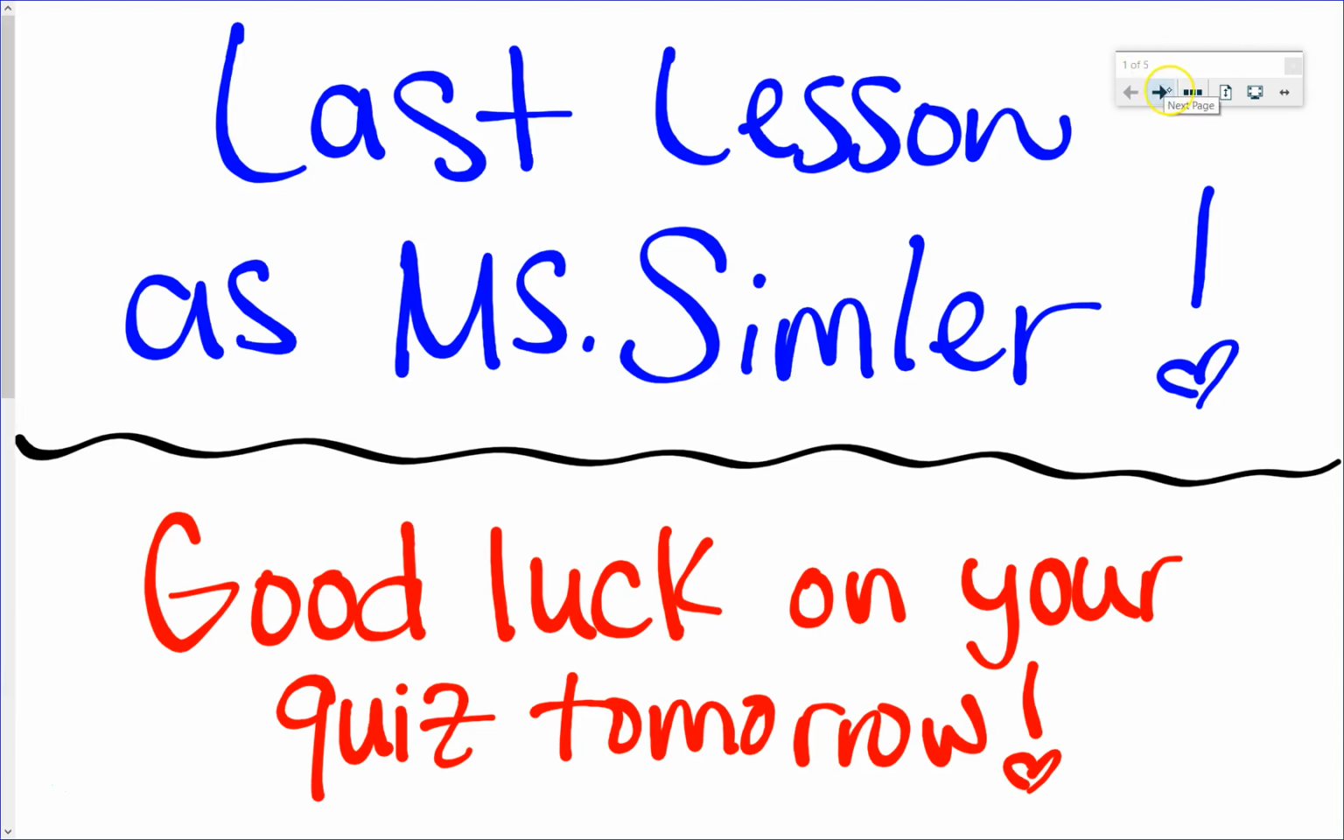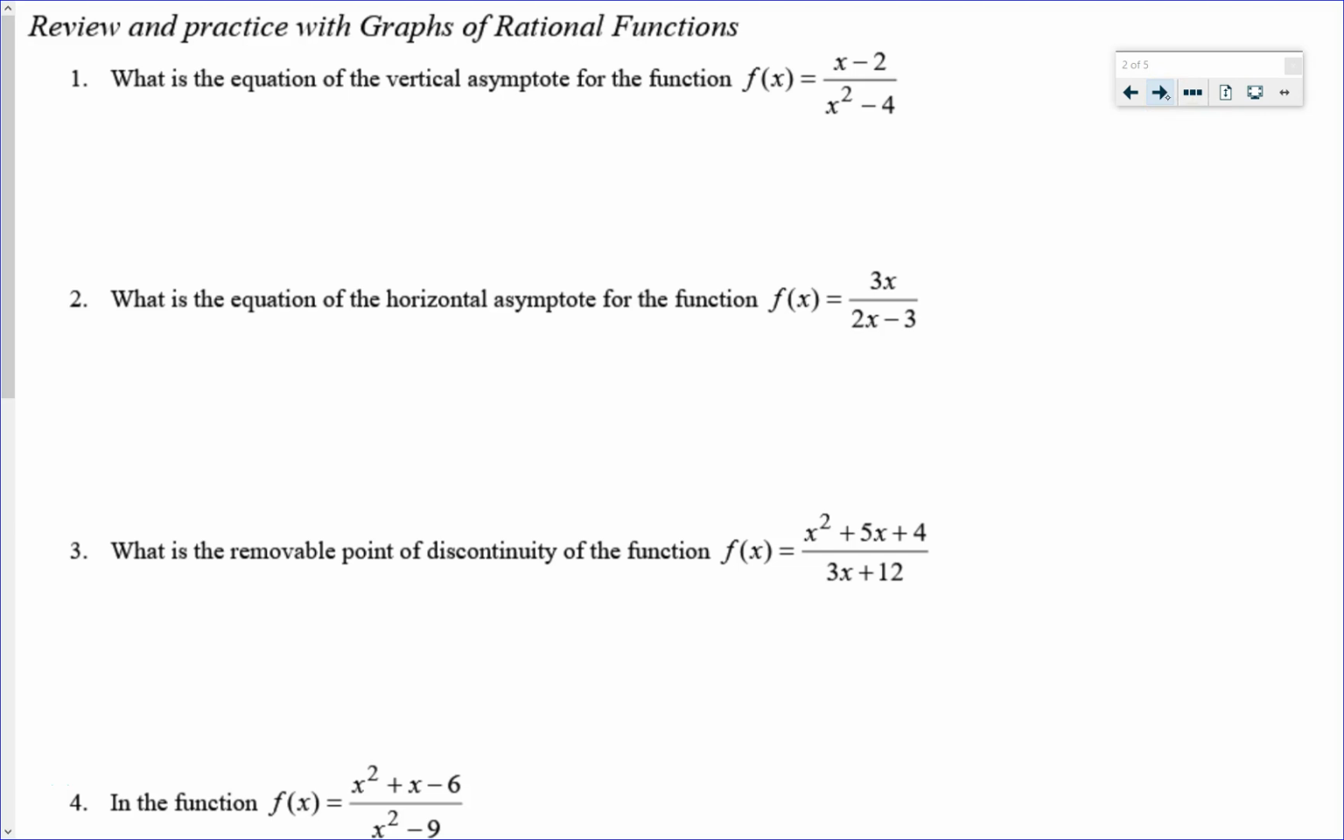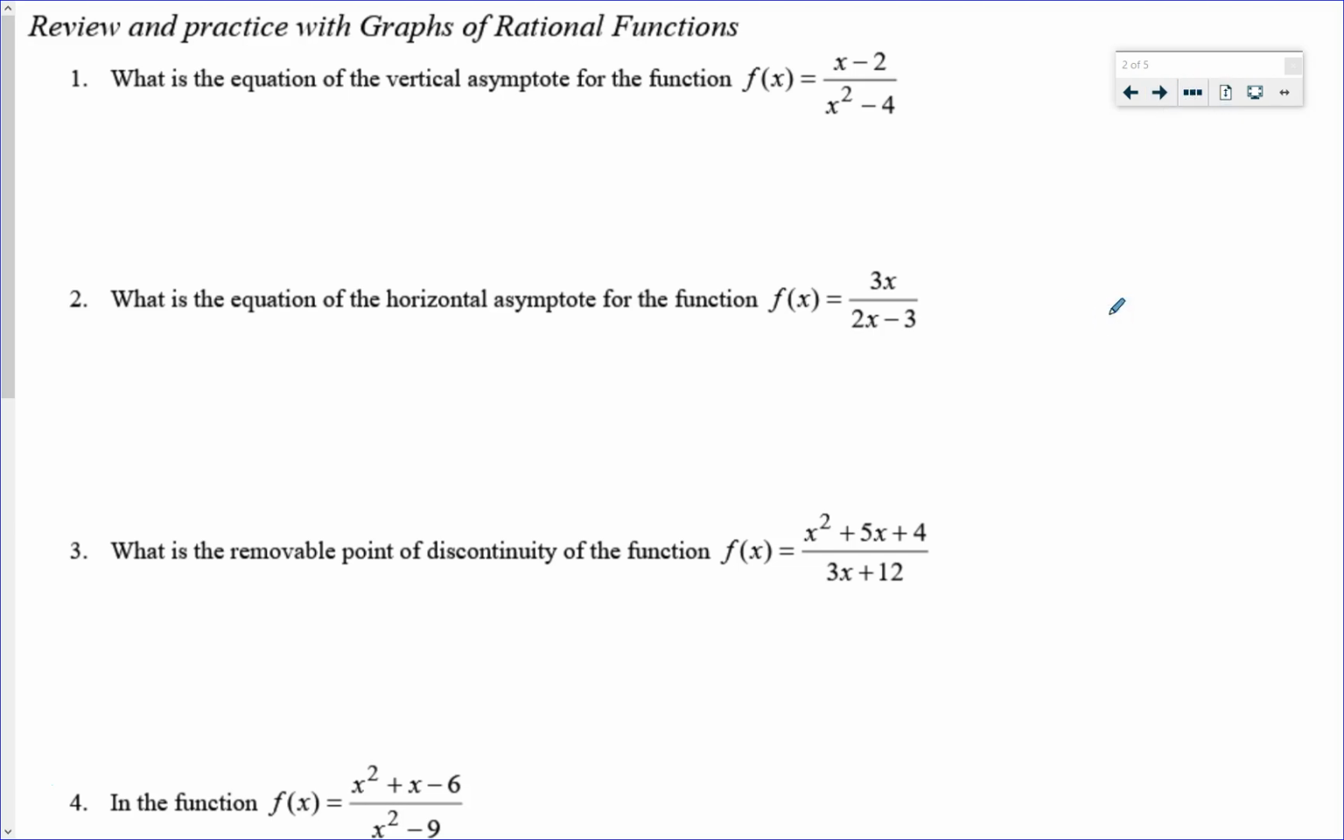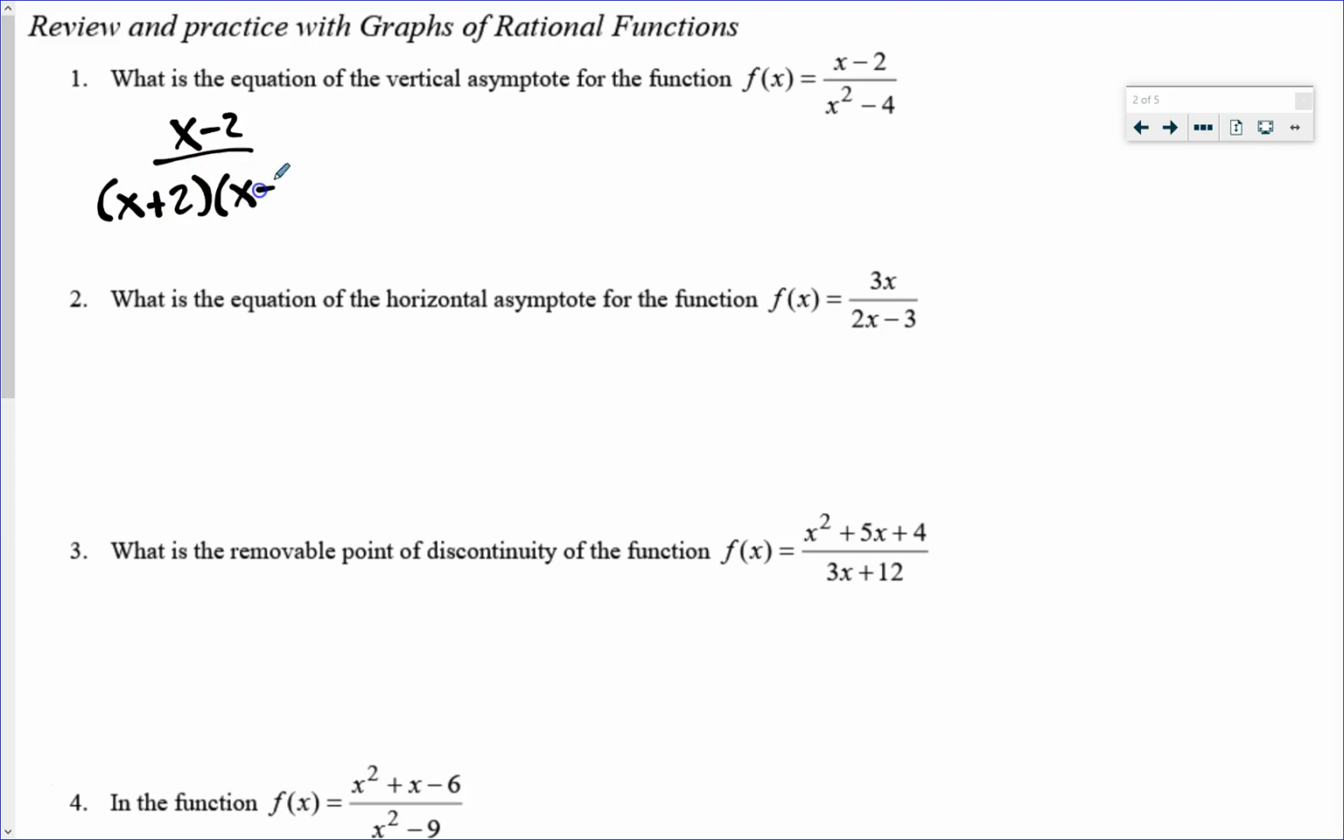So here we go. To review. First thing, what is the equation of the vertical asymptote for the function? Well, before I do anything, I need to be able to factor and simplify our function. So my top is going to stay x minus 2, but my denominator can be factored, because that's a difference of squares, to x plus 2 and x minus 2.